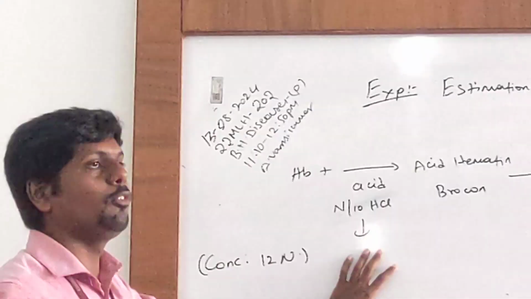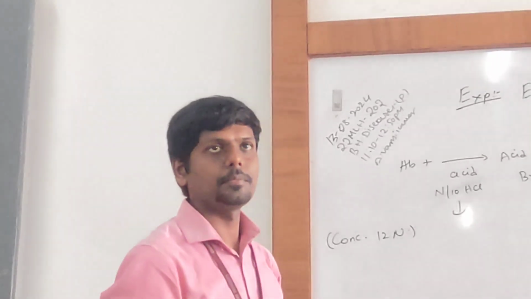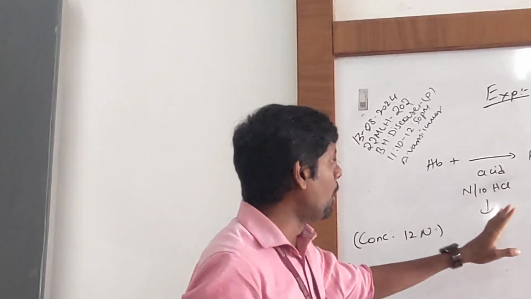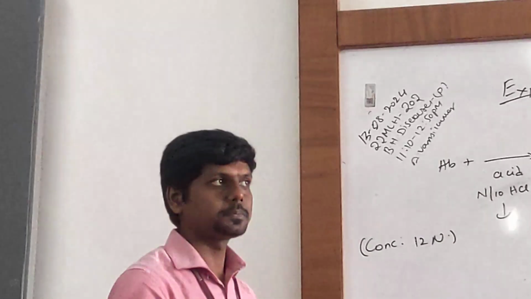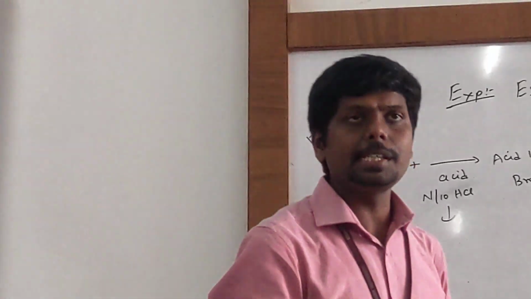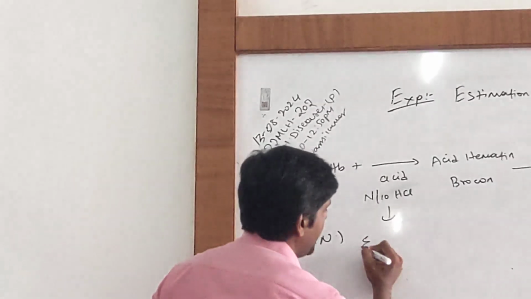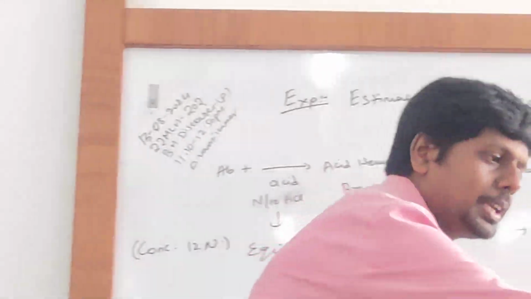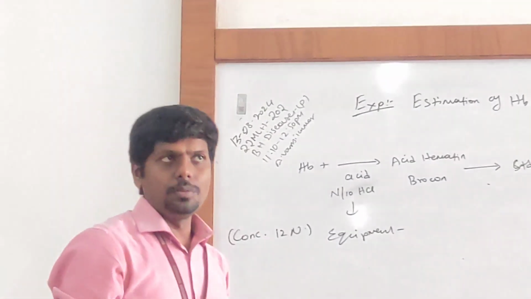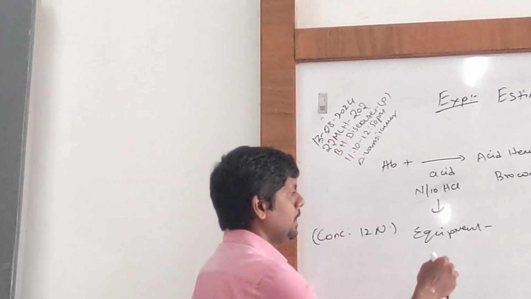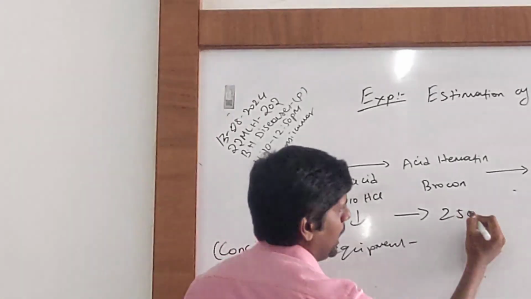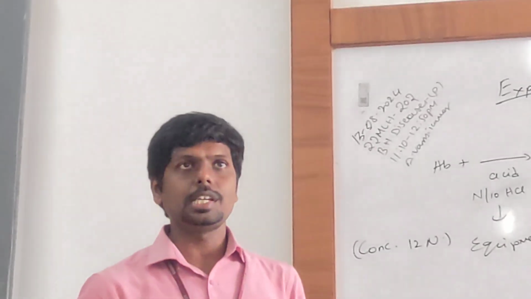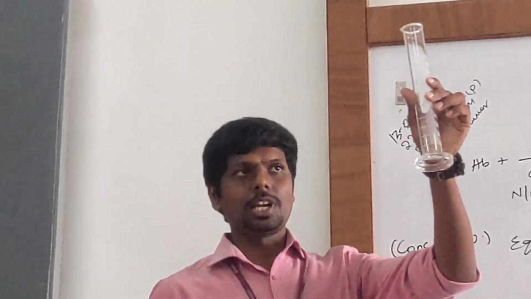Now write down the steps of preparation of N by 10 HCl. Maybe you can consider this as a separate practical in biochemistry. So for N by 10 HCl preparation, what equipment do we need? We need a measuring cylinder. This is a measuring cylinder. Today we are going to prepare N by 10 HCl for a volume of 250 ml. Is it clear? So we are taking a measuring cylinder.